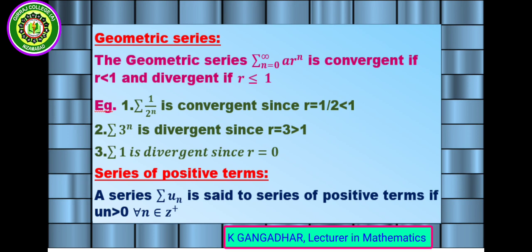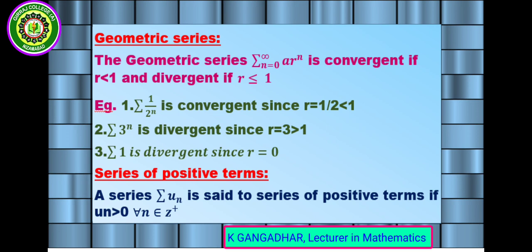Now we will see examples. Sigma 1 by 2 power n, which we write as 1 by 2 whole power n. Here the r value 1 by 2 is less than 1. So by the geometric series test, we say that it is convergent.